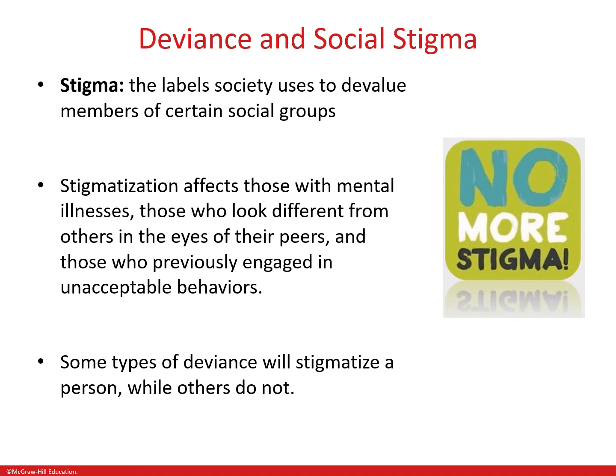Some types of deviance will stigmatize a person while others do not. There are examples, again depending on social class even. Martha Stewart, for example, is an ex-convict. She served time in prison for stock market fraud, and has come out of prison, served her time, paid her dues, but has still become successful in her TV shows and her products. So again, it may or may not ultimately continue to affect others.